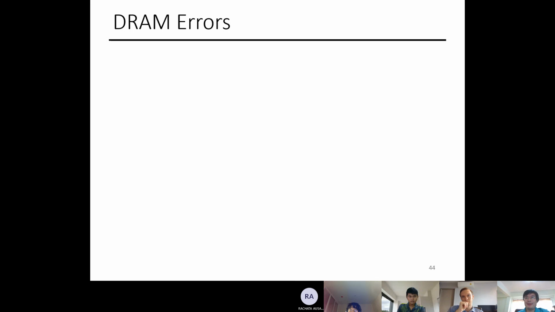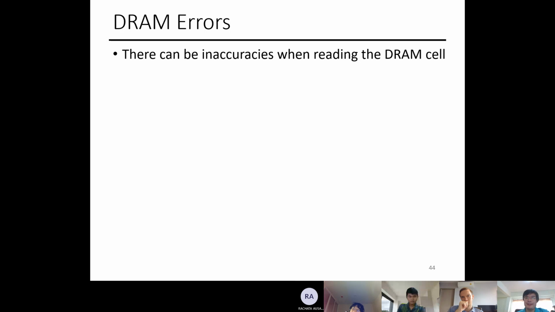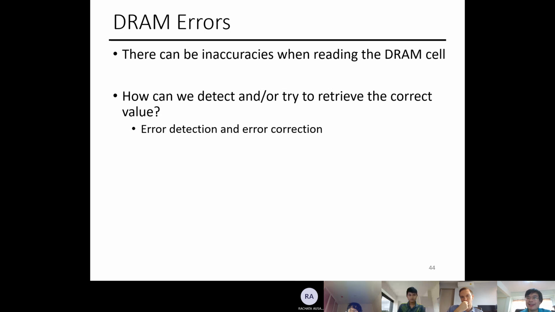Let's talk about the second problem: DRAM errors. There can be inaccuracy when you read DRAM cells just because there are so few electrons. So how can we detect or try to retrieve the correct value? There's a big area of research called error detection and error correction.